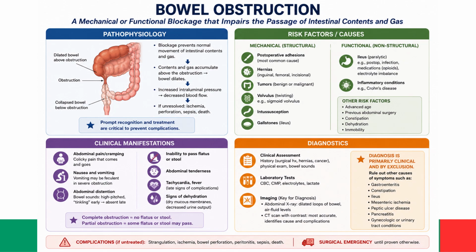We may also see acid-base abnormalities, and these can vary depending on what's happening. For example, a patient with significant vomiting is losing gastric hydrochloric acid, which can contribute to a metabolic alkalosis. But if the obstruction progresses and the bowel becomes ischemic, now we're dealing with inadequate tissue perfusion and anaerobic metabolism, and that can contribute to metabolic acidosis and an elevated lactate.